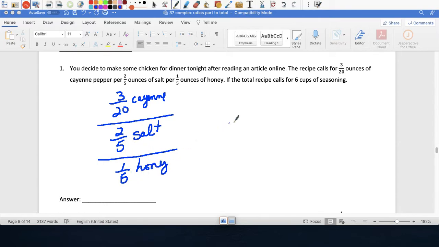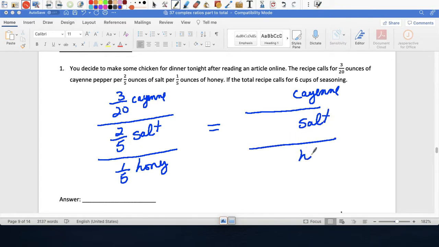Okay, and then I'm gonna write over here cayenne, salt, and honey. So the question is, what happens when I have 6 cups in total? How much of the 6 cups is honey? How much is salt? And how much is cayenne? So the one thing we need to do is find the total here.